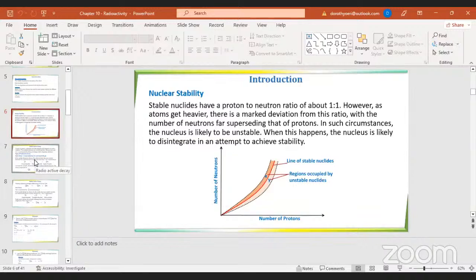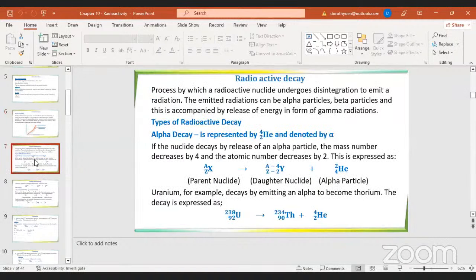We move on to radioactive decay. So this is a process by which a radioactive nuclide undergoes disintegration to emit a radiation. Now, the radiation which is emitted can be an alpha particle, a beta particle, and then accompanied by gamma radiations. Gamma radiations are energy. So, emission of alpha, beta, and gamma radiations.